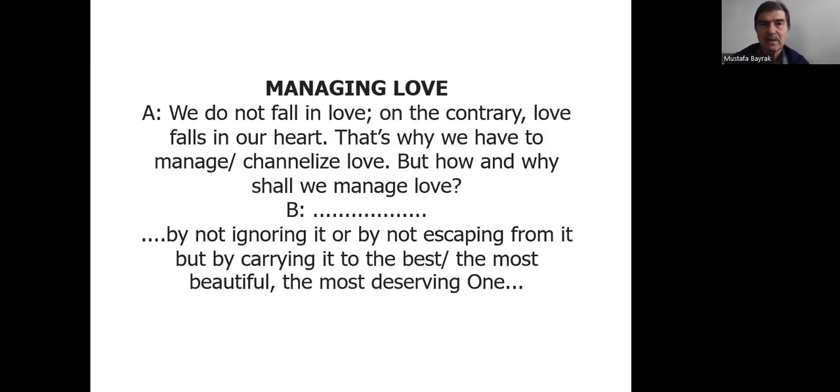Yes, transgress. Managing love: we do not fall in love. According to the experts, we do not fall in love. On the contrary, love falls in our heart. That's why we have to manage, channelize love. But how and why shall we manage love? Yes, and of course, they also say that we shall manage love by not ignoring it or by not escaping from it, but by carrying it to the best, to the most beautiful, the most deserving one.